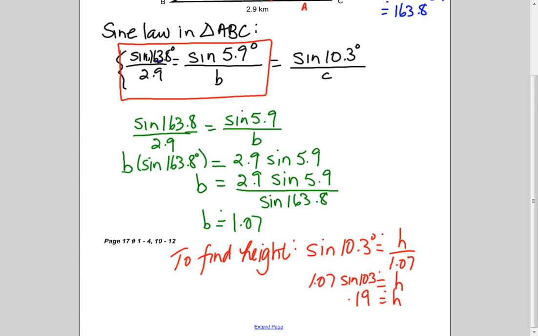So some to try. I know you've used them before, but page 17, 1 to 4, and 10 to 12.